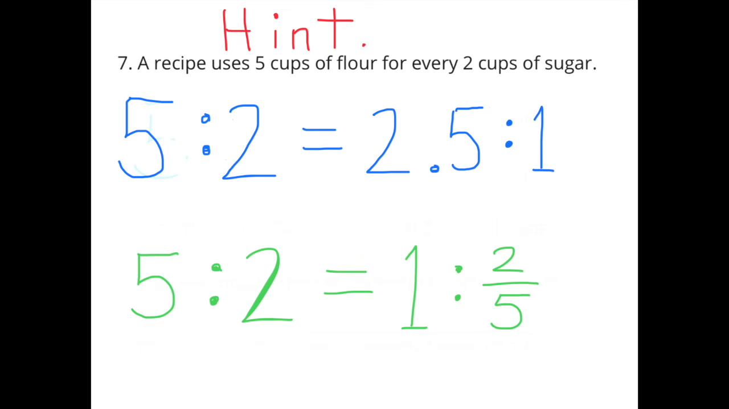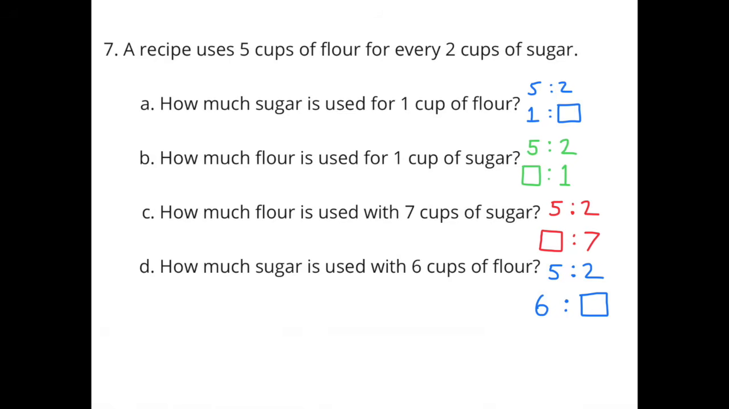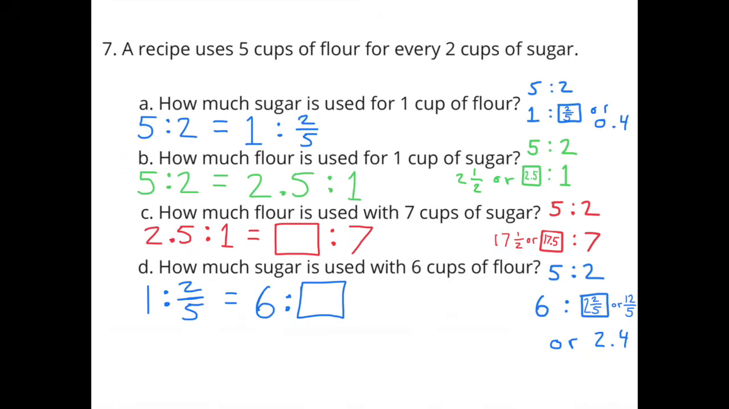5 to 2 is the same as 2.5 to 1, and 5 to 2 is the same as 1 to 2/5. So when you use 1 cup of flour, you'll be using 2/5 of a cup of sugar. B. When you're using 1 cup of sugar, you'll be using 2.5 cups of flour.